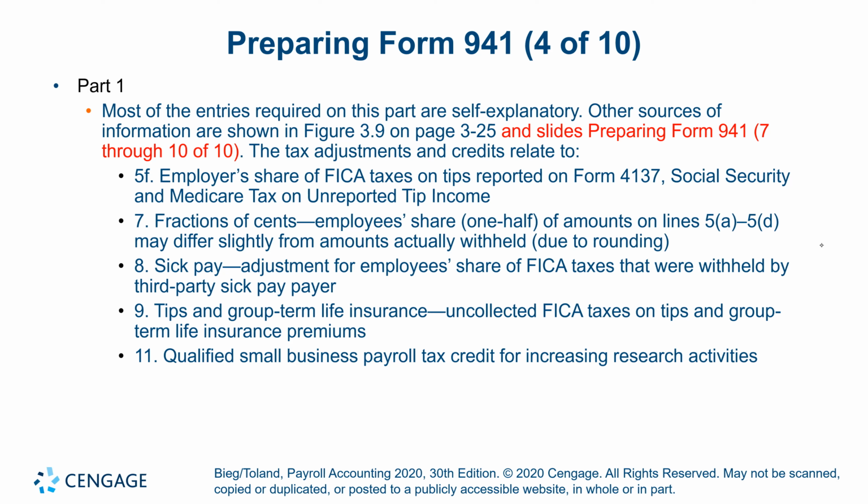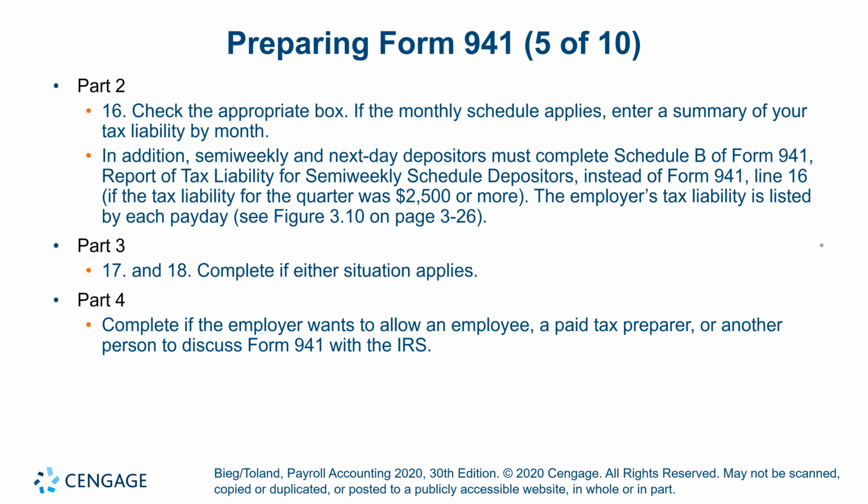If there's any reconciliation from fractions of cents that needs to be done, part or line 8, I guess you would say, not part, but line 8, any adjustments for sick pay. Line 9, any adjustments for tips or group life insurance. Line 11, any qualified small business payroll tax credit. Part 2, again, box 16 or line 16, if applicable. 17, 18, again, if applicable.